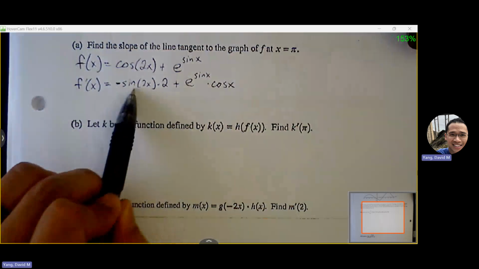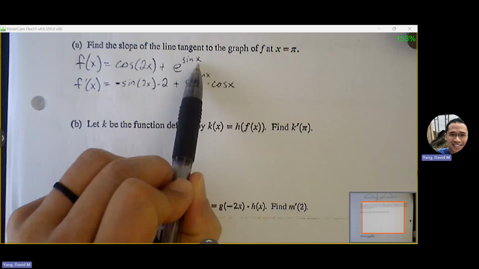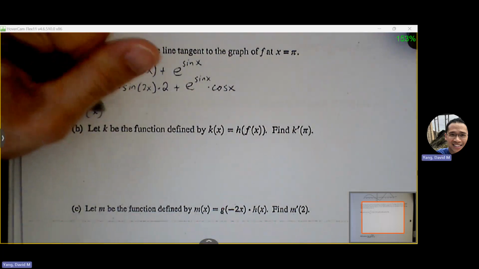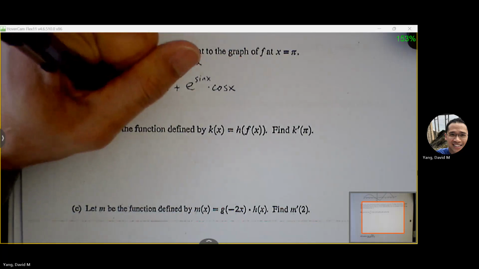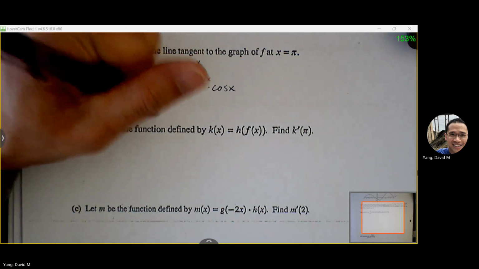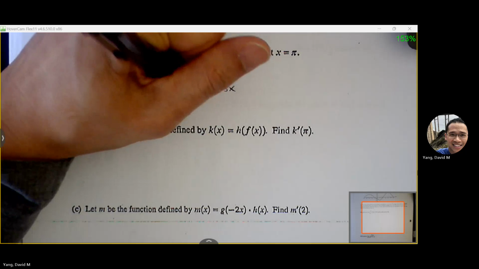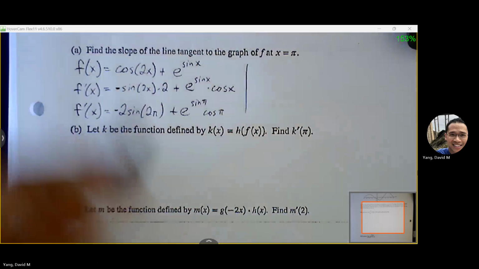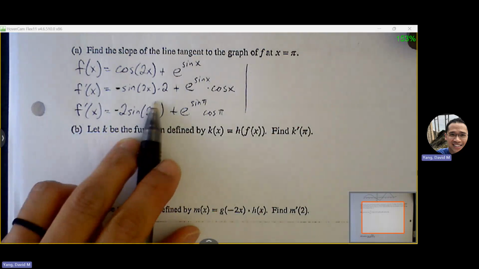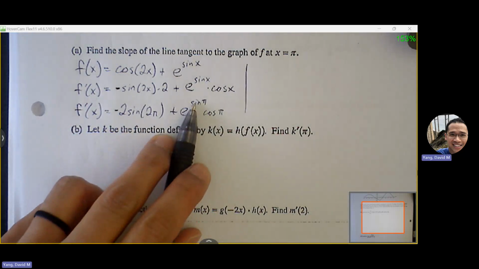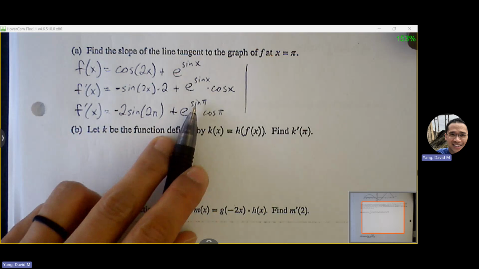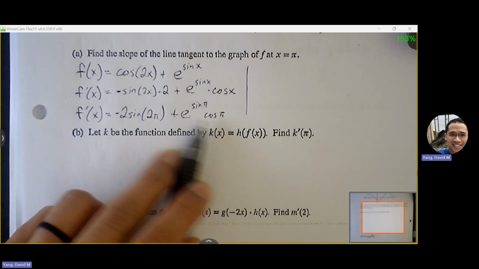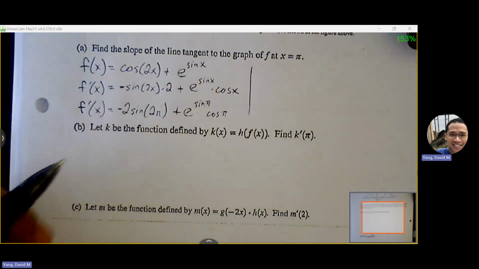Okay, cosine of u becomes negative sine of u times u prime. E to the u becomes e to the u times u prime. Okay, plug pi in for x. Sine of 2 pi is 0, so that wipes out. Sine of pi is also 0, but e to the 0 is 1. Cosine of pi is negative 1, so negative 1 times 1 will give me negative 1.